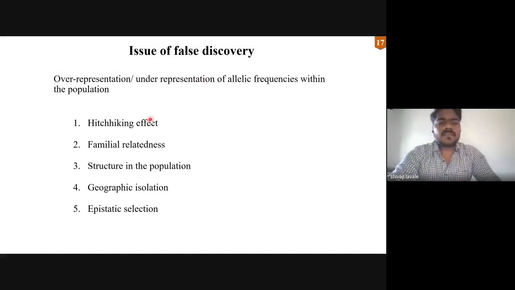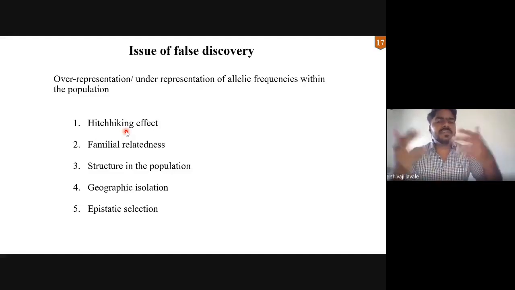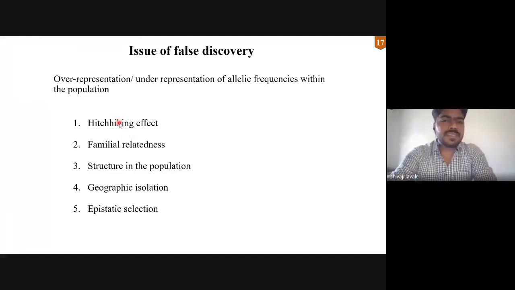The reasons are, first, hitchhiking effect. When there is any favorable mutation in case of a trait, the frequency of that favorable mutation will increase with time, and the frequency of the linked markers and linked genes will also increase with the favorable mutation. So that will cause over-representation of that allele, and that will lead to false discovery of association.